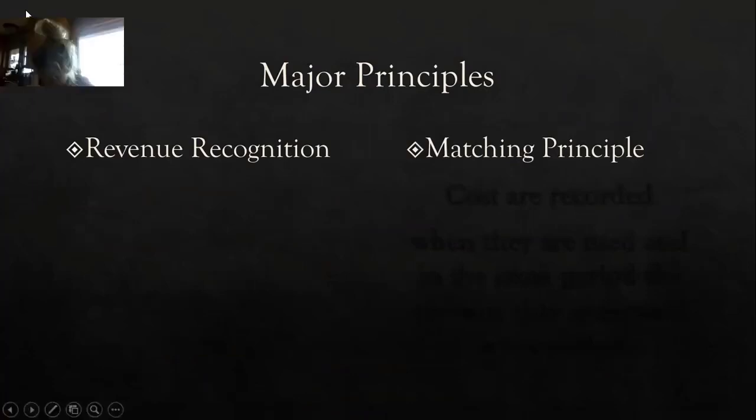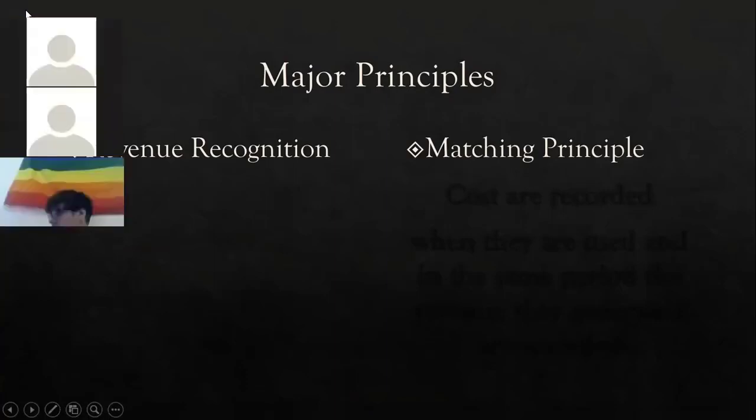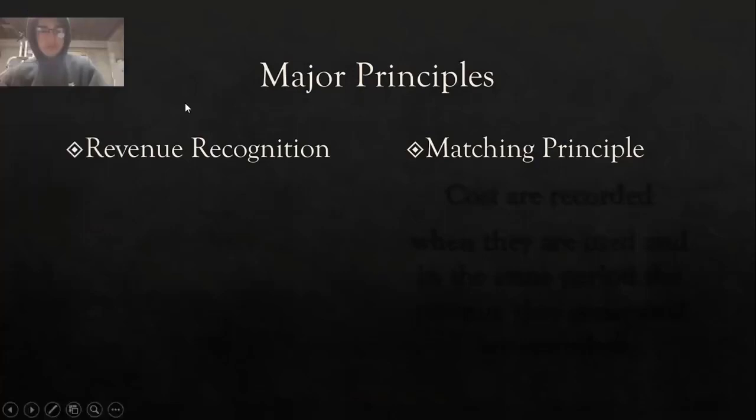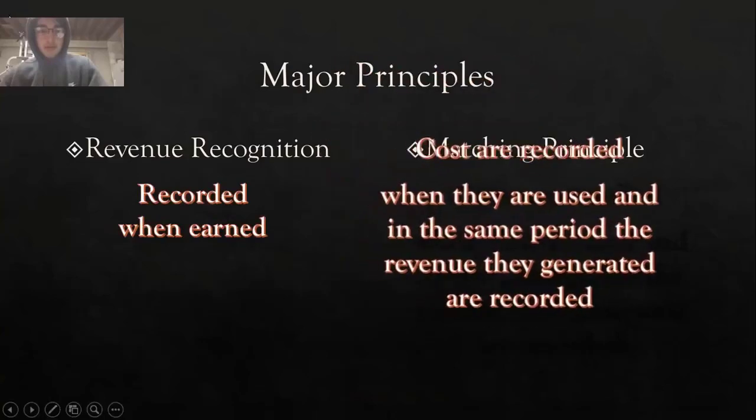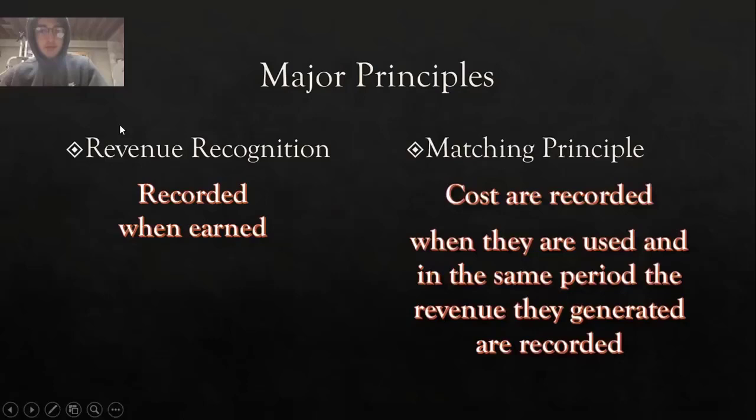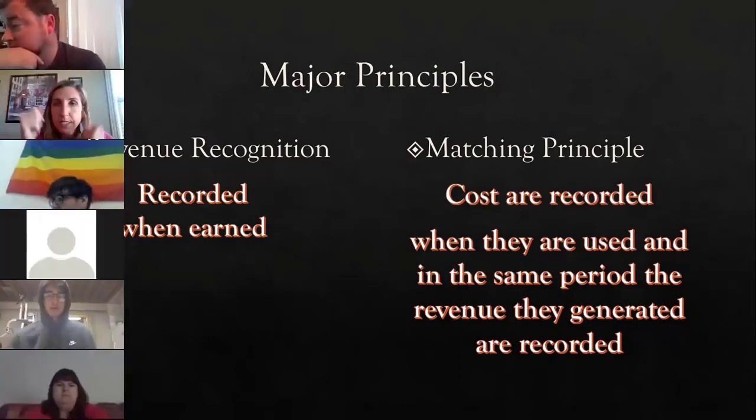Okay, two major accounting principles that we've discussed and will be on the final as multiple choice questions are the revenue recognition principle. It says you record revenue when it's earned. So only when we do work do we record the revenue. The matching principle says that expenses and revenues have a relationship, and they need to be recorded in the same time frame.